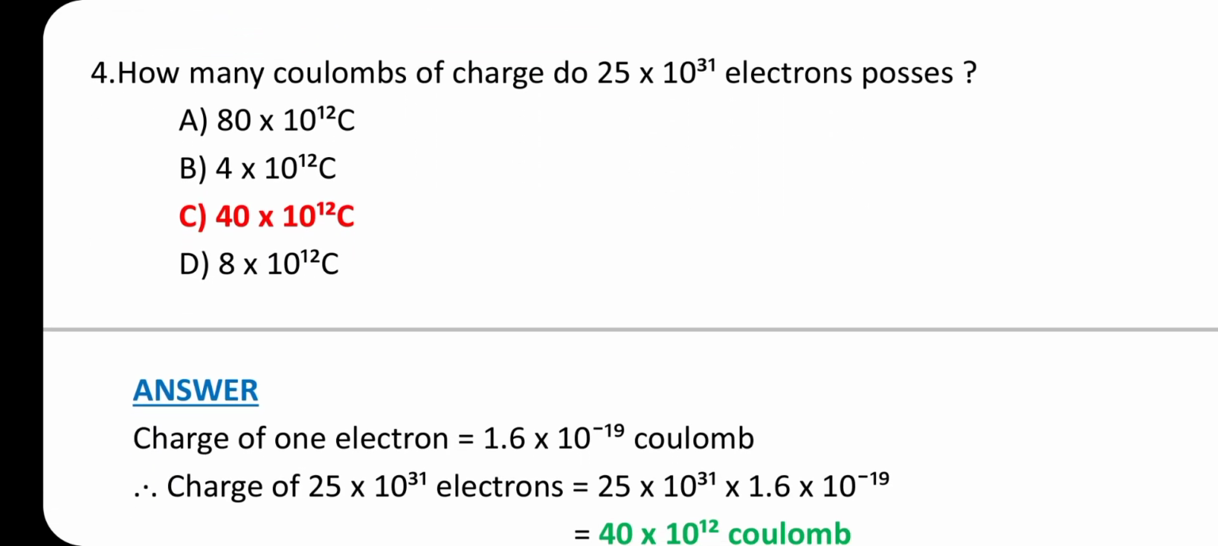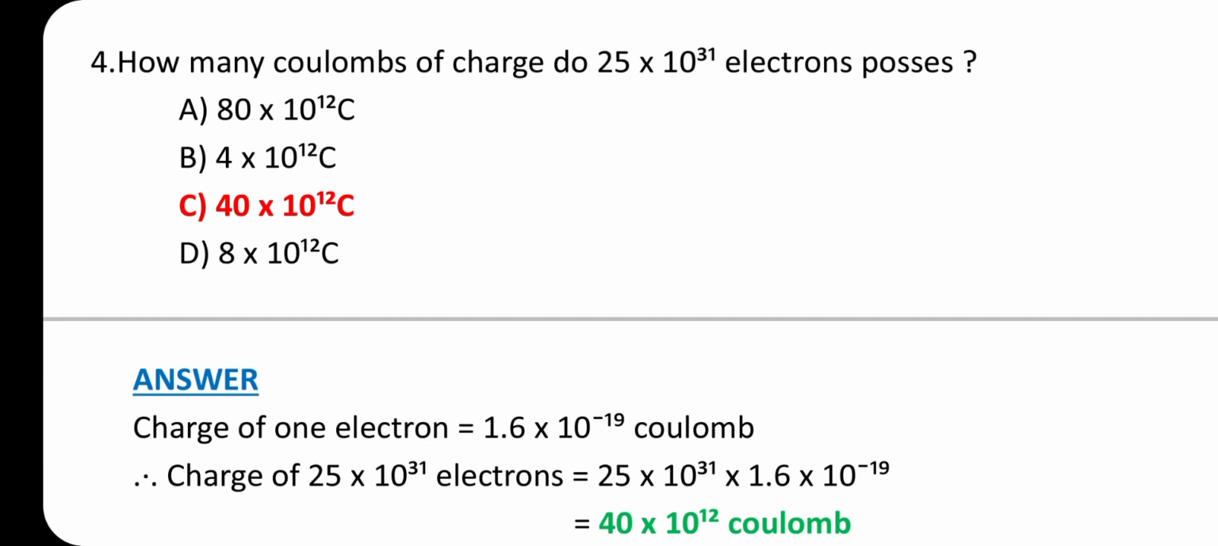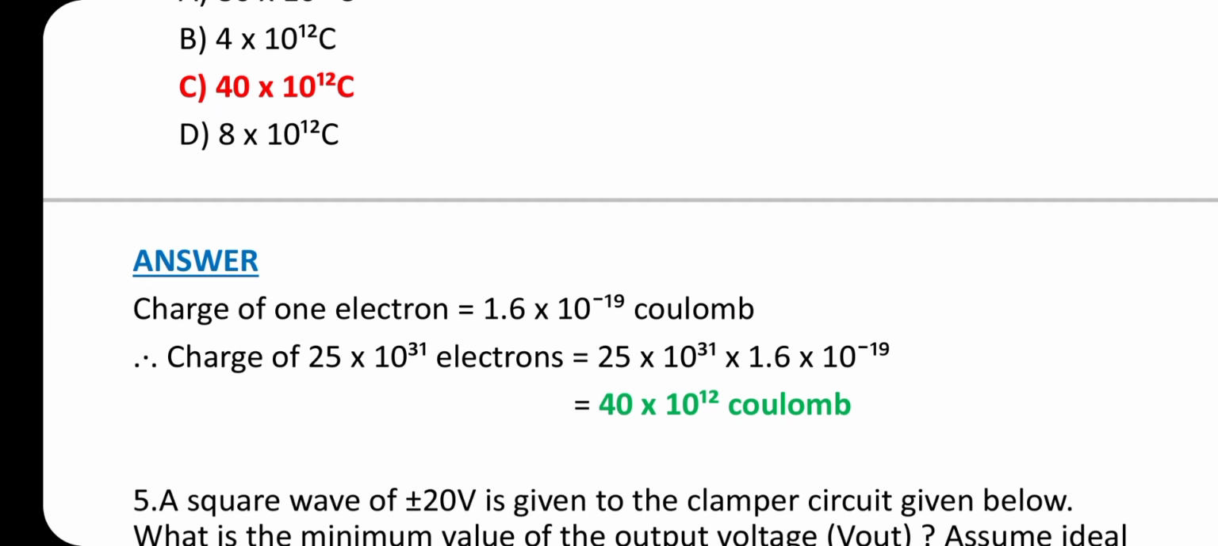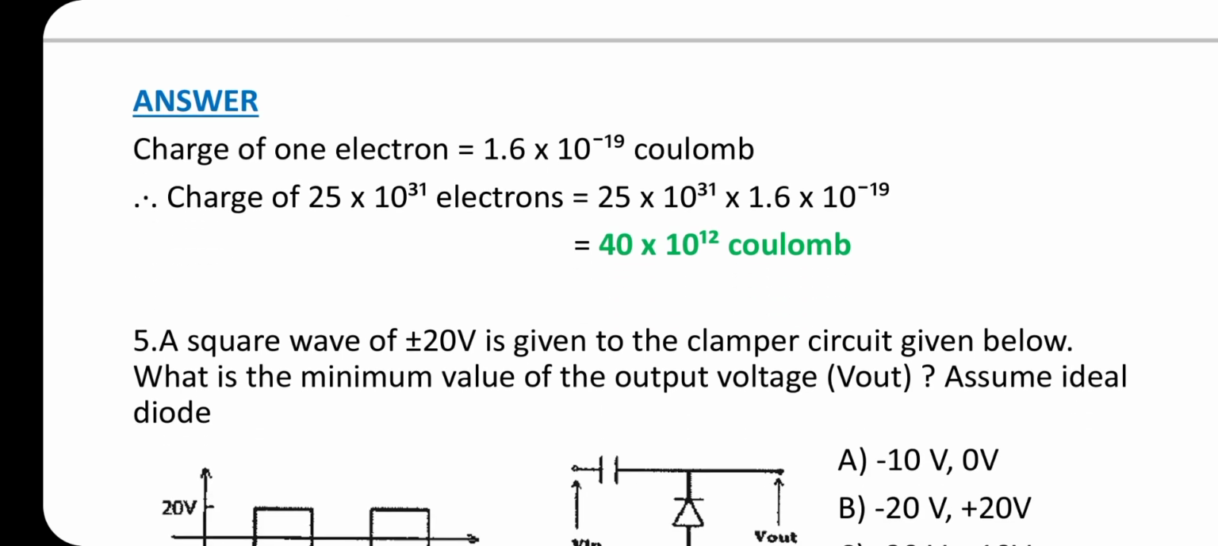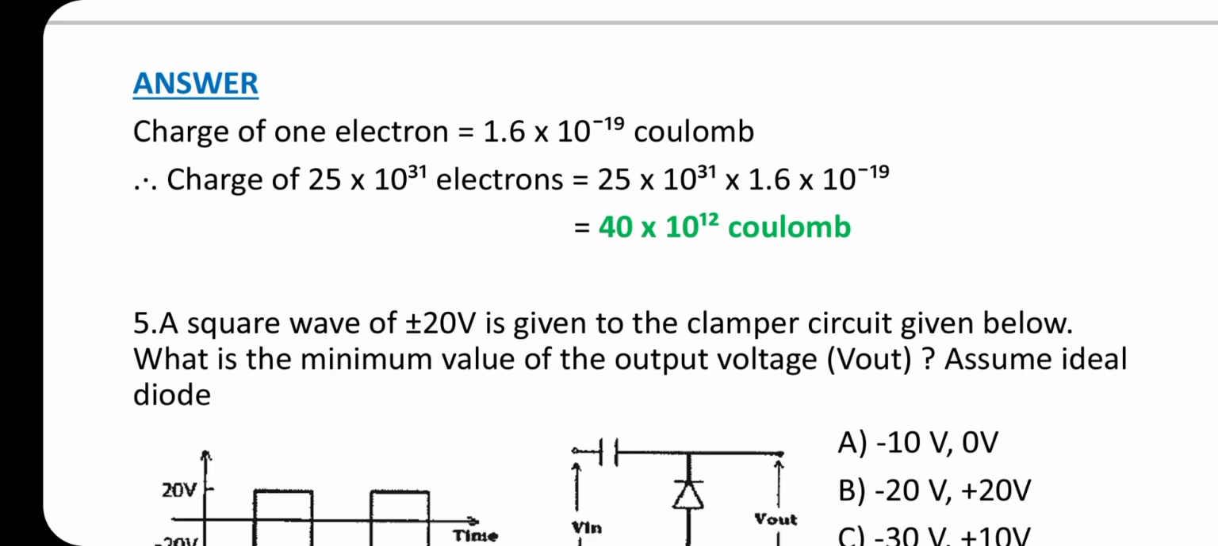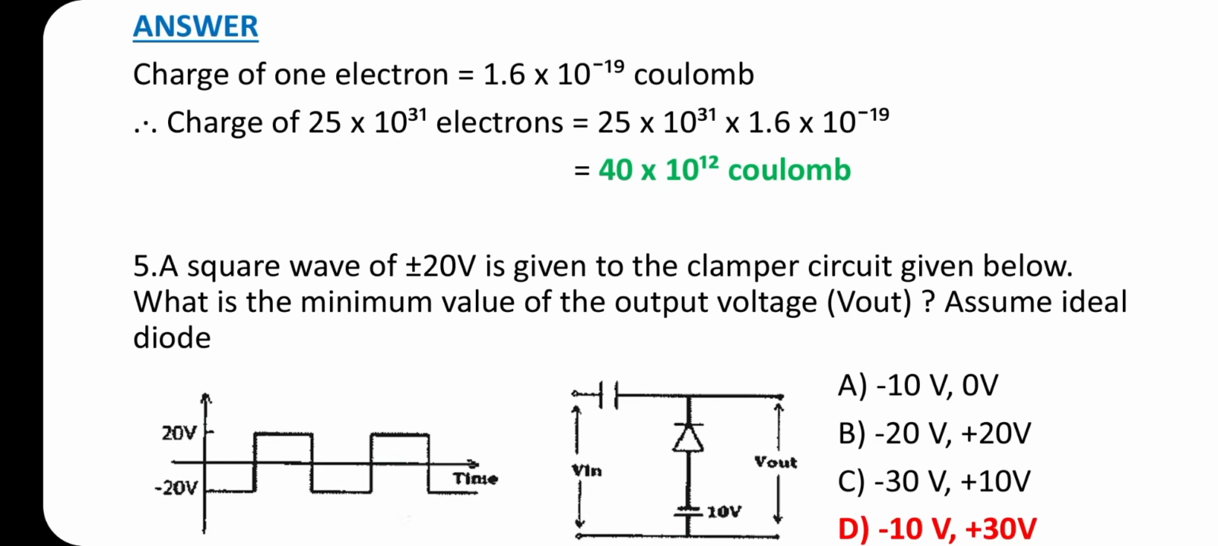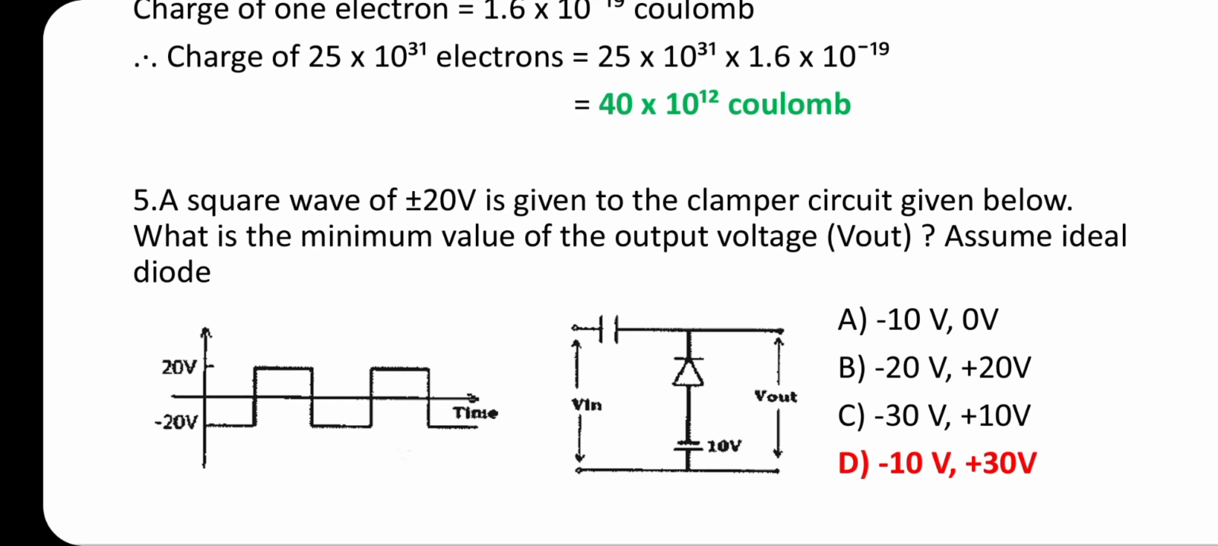How many coulombs of charge do 25 into 10 raised to 31 electrons possess? The answer is option C, 40 into 10 raised to 12 coulomb. Charge of 1 electron equals 1.6 into 10 raised to minus 19 coulomb. Charge of 25 into 10 raised to 31 electrons equals 25 into 10 raised to 31 into 1.6 into 10 raised to minus 19, which is 40 into 10 raised to 12 coulomb.